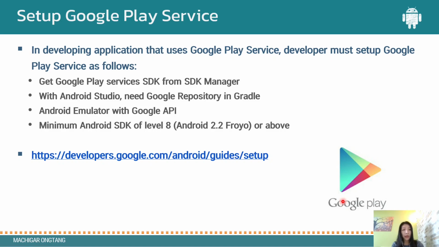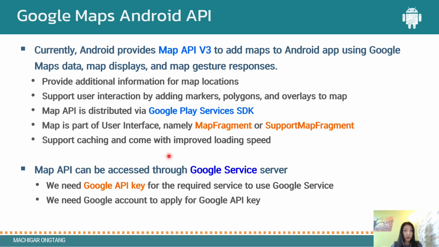So here, in order to set up the Google Play service, we're going to follow the link over here, which we're going to do later when we are building our map. And in order to use the map, we are using the Google Map API for Android. It's Map API version 3, which is a lot better than the previous versions. With version 3, it provides additional information about the map locations. It supports user interaction. We can add markers. We can add some overlays onto the map.